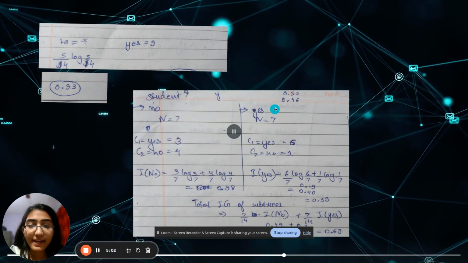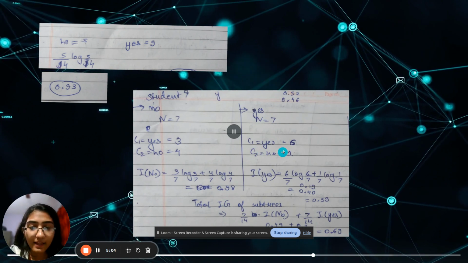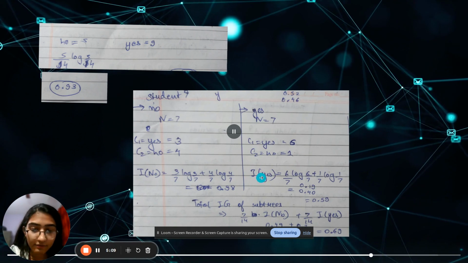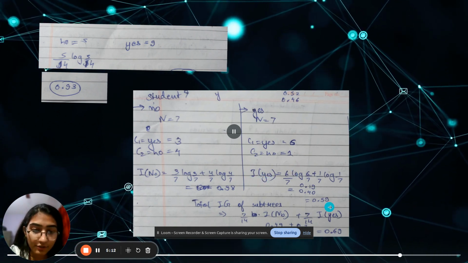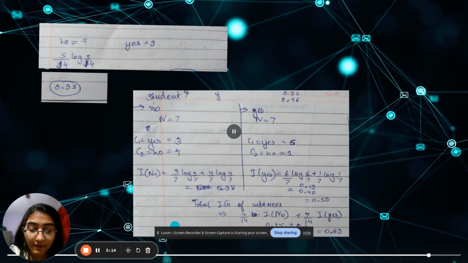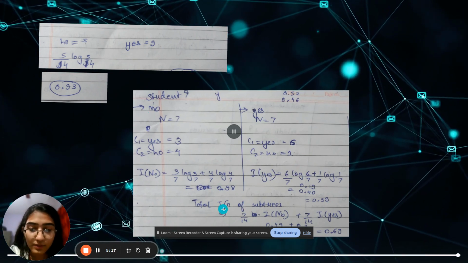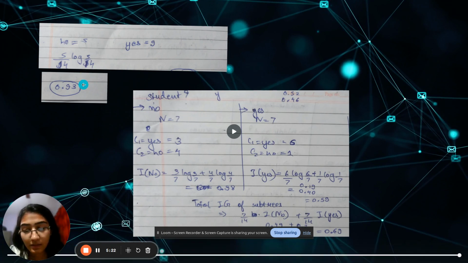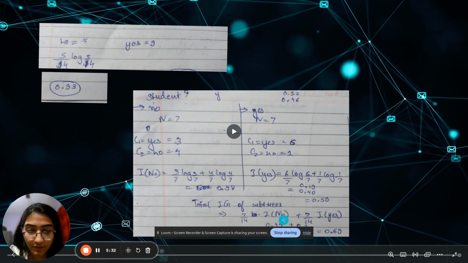For yes the n is 7, and C1 and C2 we have calculated, it is 6 and 1, and we will find the information gain for yes, which will be 0.59. Then we will find the total information gain for the subtree, which will be 7 by 14, because the total number of rows is 14, and the total number of no's is 7. So 7 by 14 multiplied by information gain of no plus 7 by 14 multiplied by information gain of yes. So we will get 0.96.